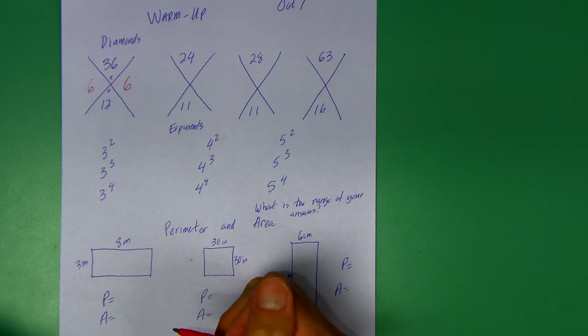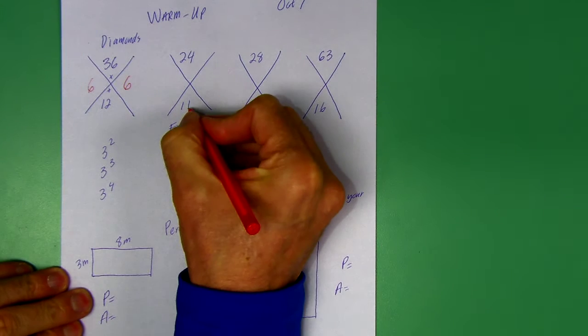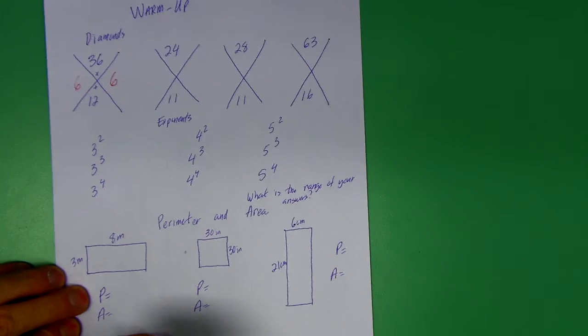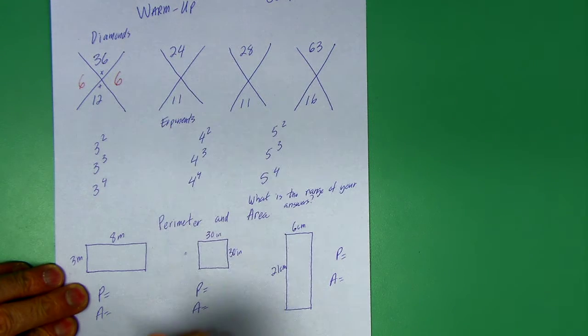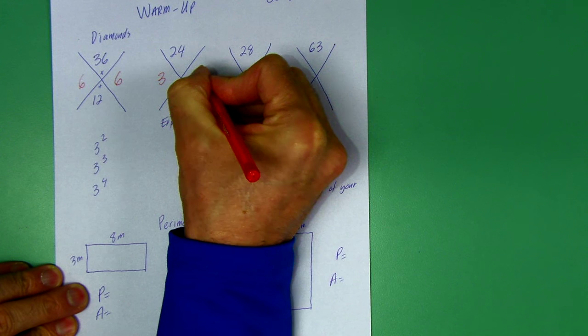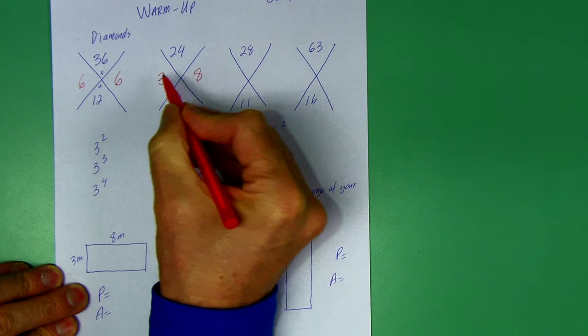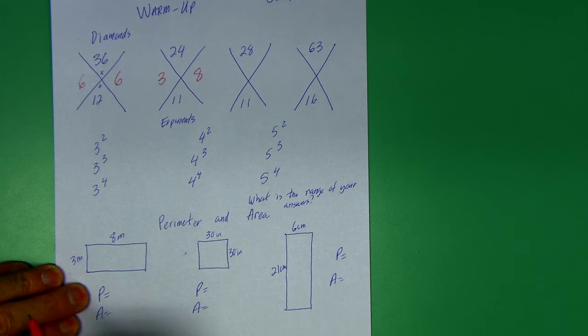Similar, I know 6 times 4 is 24, but 6 plus 4 is 10, not 11. I know that 10 plus 1 is 11, but 10 times 1 is 10, not 24. What works here for both? 3 times 8 or 3 plus 8. And remember, it doesn't matter if you mix them up and have 8 times 3, because 8 times 3 is the same as 3 times 8, and 8 plus 3 is the same as 3 plus 8.